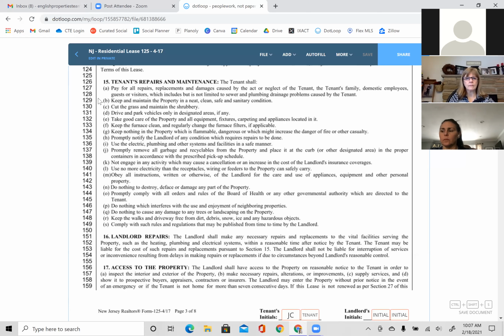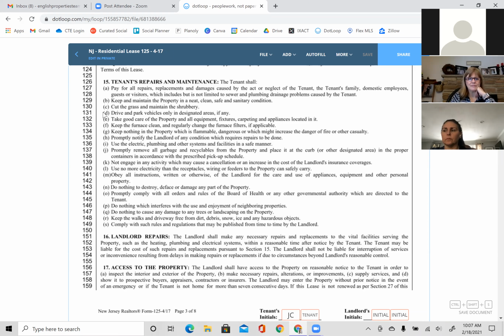B talks about maintaining the property, right, so that it's safe and clean. C, cutting the grass and things of that nature. Now, sometimes in the provisions, it might say that the landlord has a landscape company that is going to be coming, and that's part of their lease, that the tenant's going to be paying for the landscape company to do that. So it's important to know, is your tenant responsible for the grass, right, to cut the lawn, or is that something the landlord's taking care of for a fee?